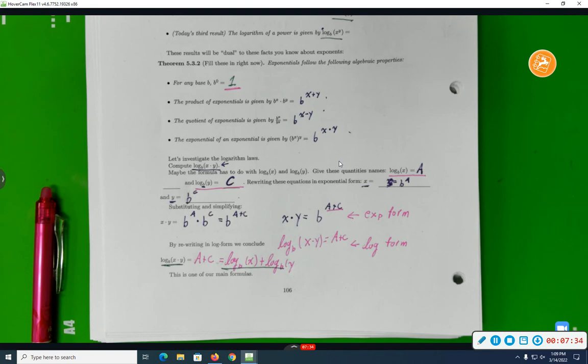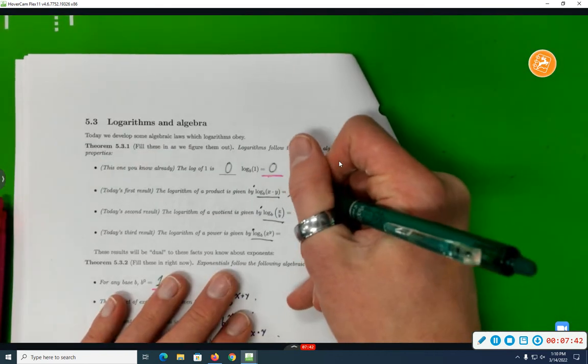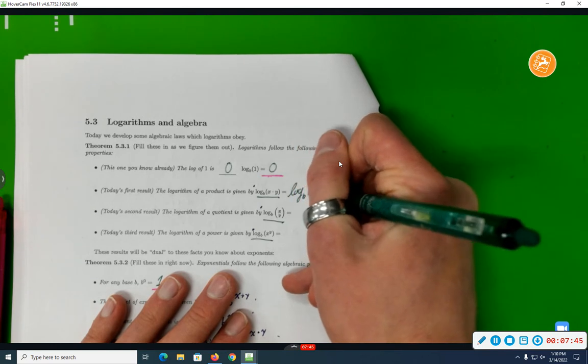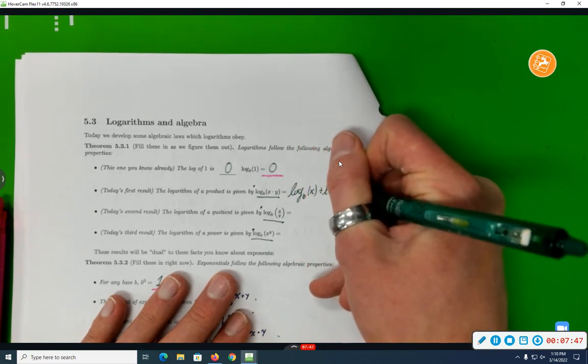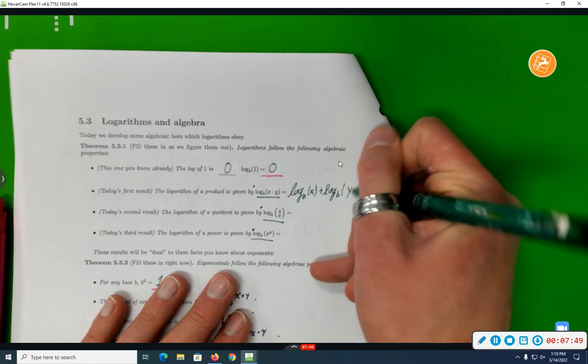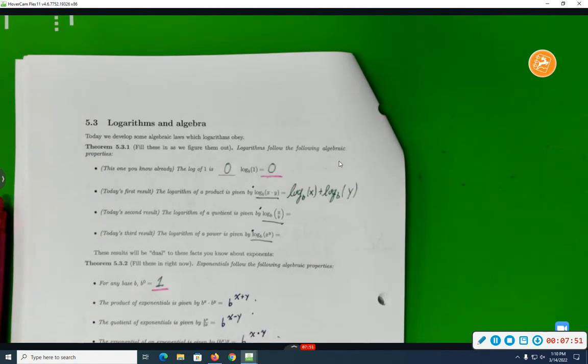Hey, is that one of the formulas we wanted at the top of the page? Yeah, let's fill that in. So here is a fact that you now know. Log base b of xy is log base b of x plus log base b of y. Feel pretty okay?